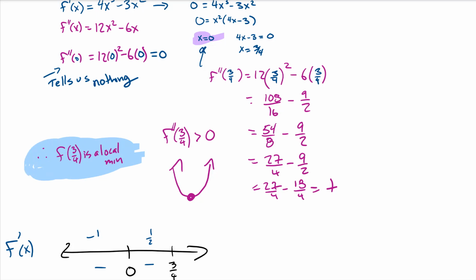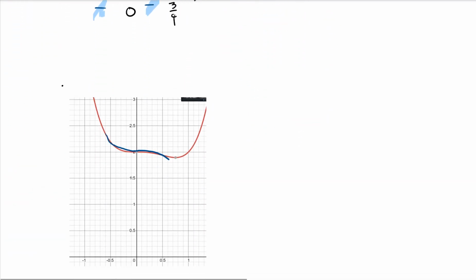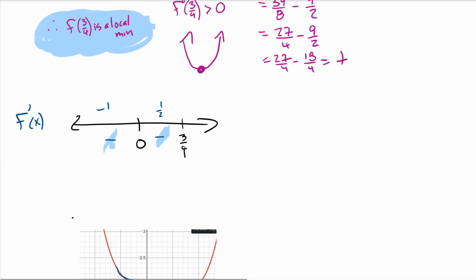So be very careful. Wanted to make sure you could see this. When we have a second derivative equal to 0, it tells us absolutely nothing. You need to go back to your first derivative test and do maybe some interval testing as such. Pop it up in Desmos and see that there was not a local min or local max there. We'll come back and we'll do a little bit of graphing.